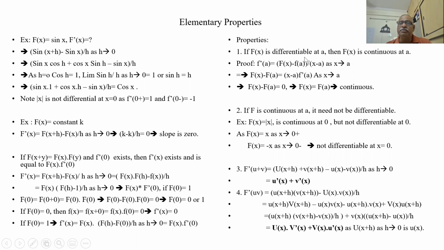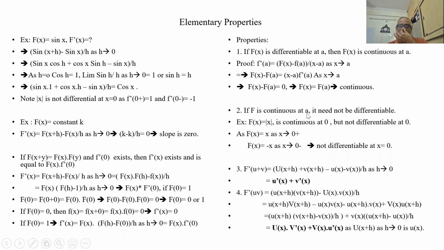If f(x) is differentiable at a, it is continuous at a. Differentiable means what? What is f'(a)? It is the limit of (f(x) minus f(a)) by (x minus a) as x tends to a. That means f(x) minus f(a) is equal to (x minus a) into f'(a). As x tends to a, this is 0, because x minus a is 0. That means f(x) is equal to f(a), so it is continuous, whether from x plus or x minus it is f(a).